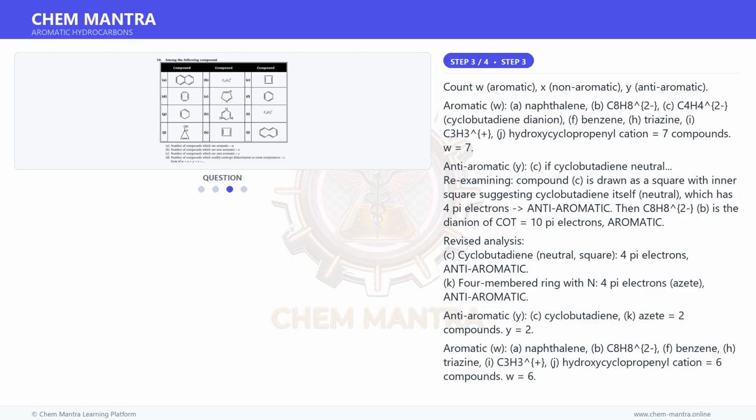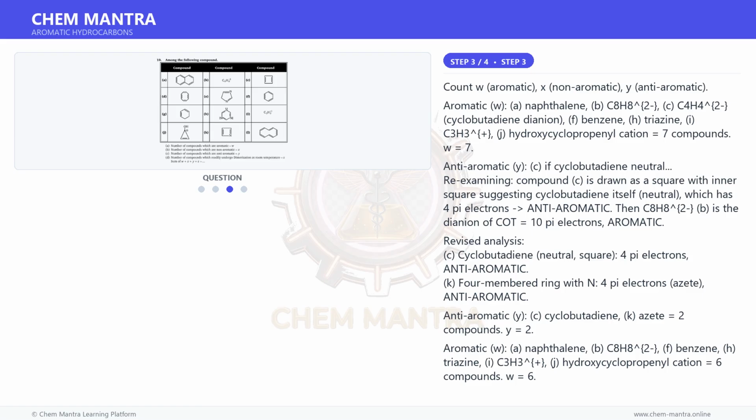Moving on to the next step. Count W, aromatic, X, non-aromatic, Y, anti-aromatic. Aromatic, W: A, naphthalene, B, C8H8 2-, C, C4H4 2-, cyclobutadiene dianion, F, benzene, H, triazine, I, C3H3+, J, hydroxycyclopropenyl cation equals 7 compounds. W equals 7.